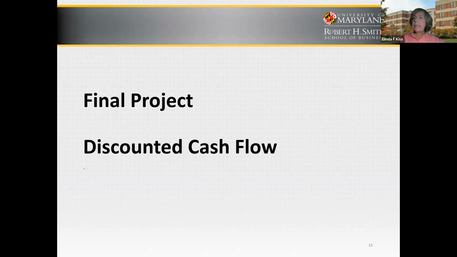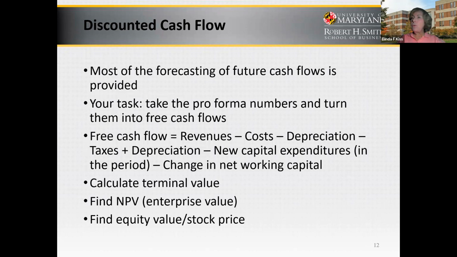To make things a little bit easier, we have given you the forecasting, so you don't have to go through all the ratios and projecting out all the numbers. Your task is to take these pro forma numbers that are given and turn them into free cash flows. Remember again from Corporate Finance 1 that to calculate free cash flows, you take revenues, subtract the costs, subtract depreciation. There's no interest expense in this calculation. Subtract taxes and then add back depreciation.